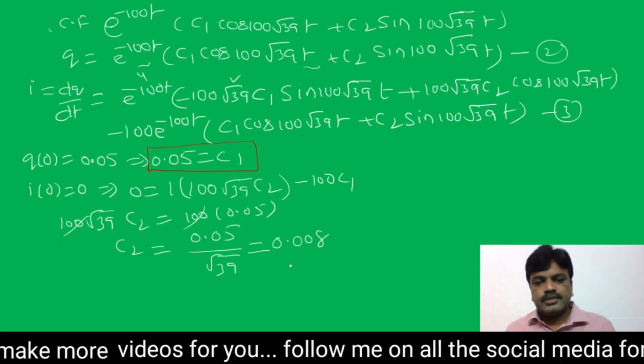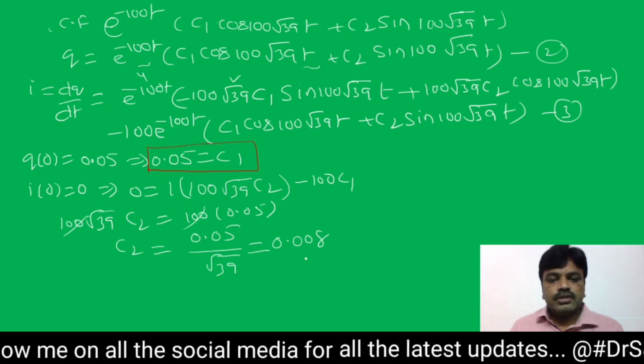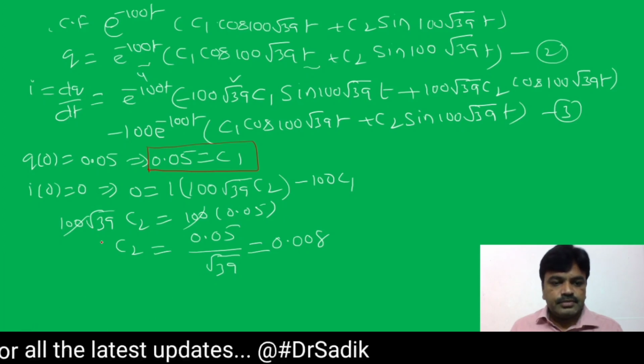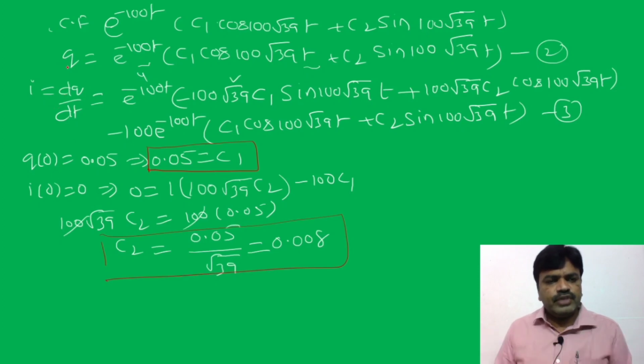It can be written as 0.008. So you substitute the C1, C2 values in Q and I, friends. Okay, he says find both Q and I values.